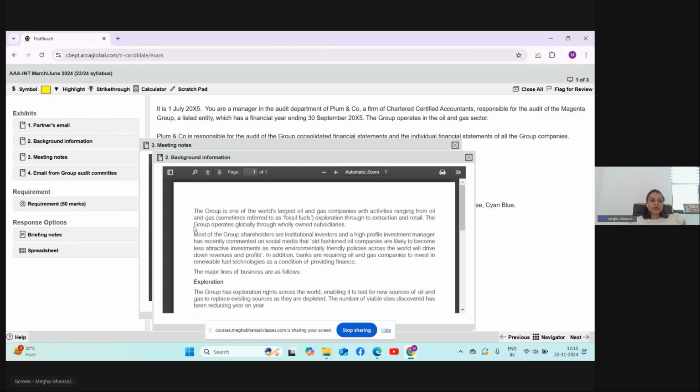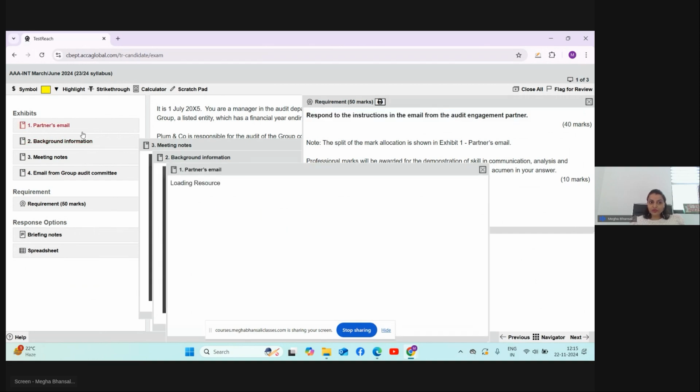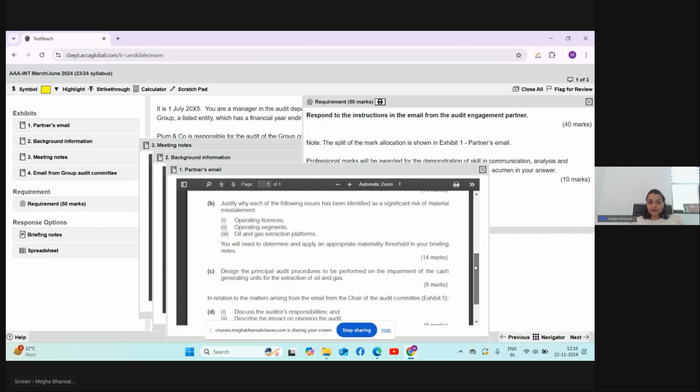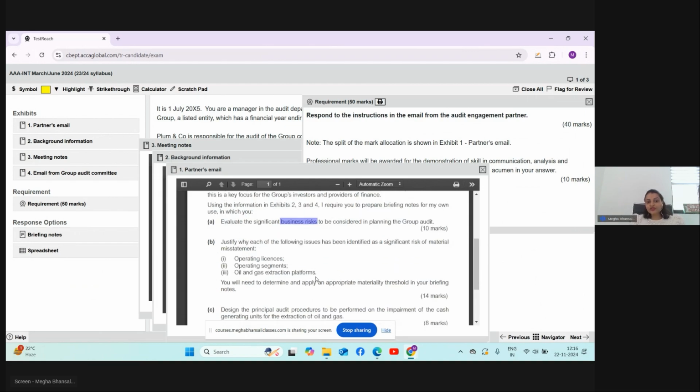Now, the key to answering this is, please first read the requirement. It says respond to the instruction in the email from the audit engagement partner. So we go to the email, and then you read your requirement properly. So you read what I need to do. I need to evaluate business risk. Probably if you're writing this in a center based exam, you are given a pen and a paper, you can probably make a note. What all I need to highlight? Business risk.